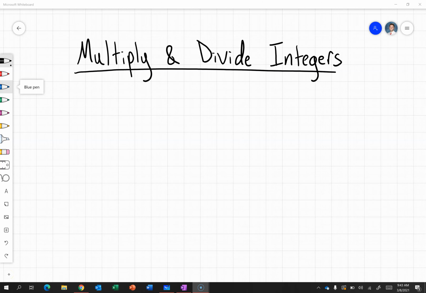Alrighty, we're going to take a look at multiplying and dividing integers. Now, in my opinion, this is much easier than adding and subtracting integers, just in terms of fewer rules to try to memorize and all of that. So first, let's just look at a typical multiplication problem, right? 5 times 4. We know that 5 times 4 is equal to 20.